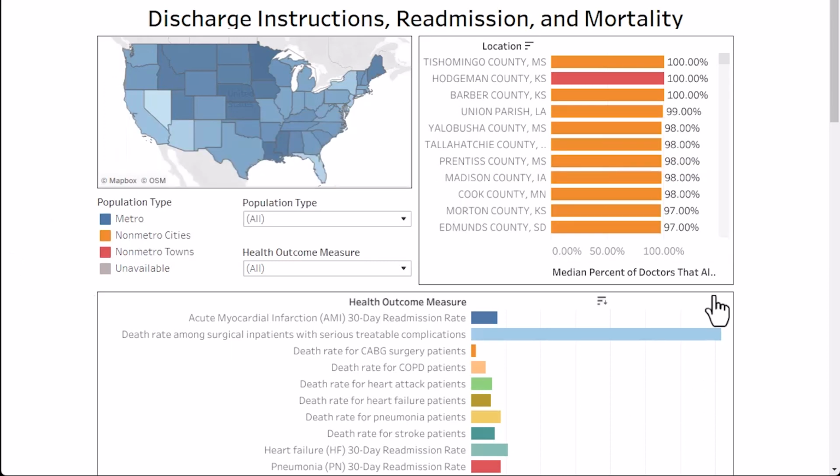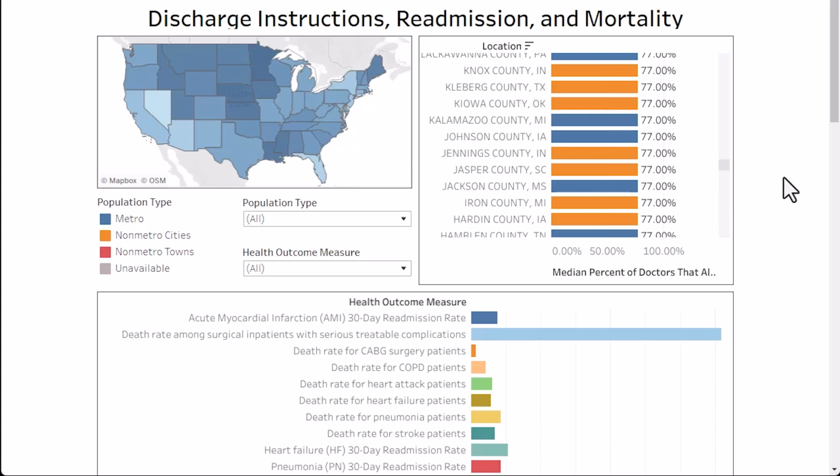Now, off to the right here, we can see all the counties in the United States, and this is showing patient satisfaction with doctor communication rates in descending order, with those counties with the highest patient satisfaction rates at the top, and scrolling down, we can see those counties with lower patient satisfaction rates.